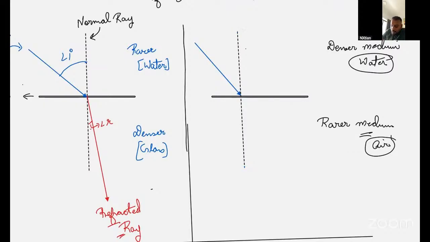And in this case, the light will move away from the normal. So when we draw the normal ray, the tip should touch the incident direction. Sorry. Okay. So here, this is the angle of the light. This is the angle.